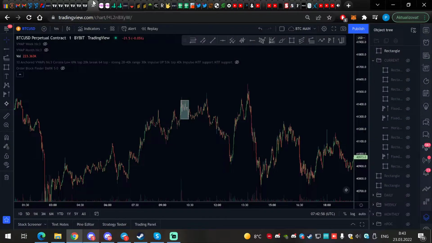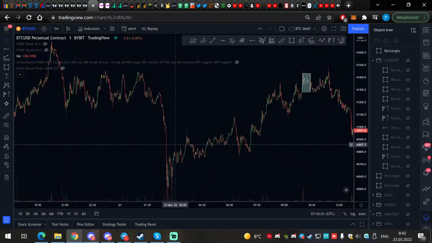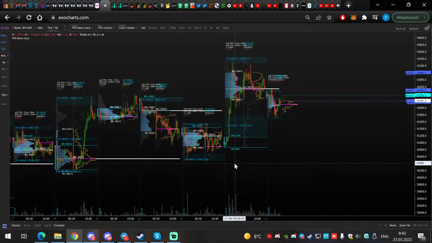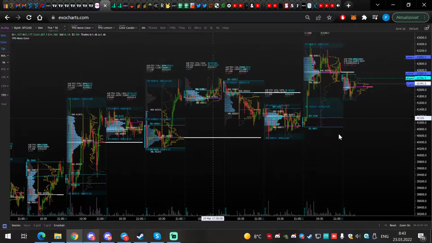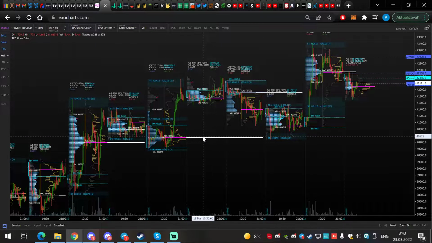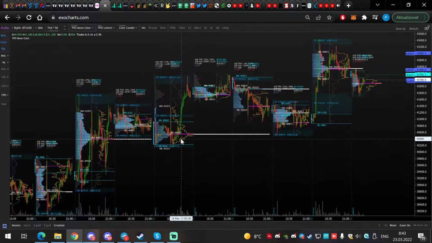Bitcoin was pushing from 40,600, so you always need to have context in mind. This is another tool you will be using in Exocharts. It's showing you naked boxes. A naked box is based on TPO, time price opportunity. It's showing you naked liquidity, and these levels are really precise at giving you bounces, because it's usually where you actually reverse the market.